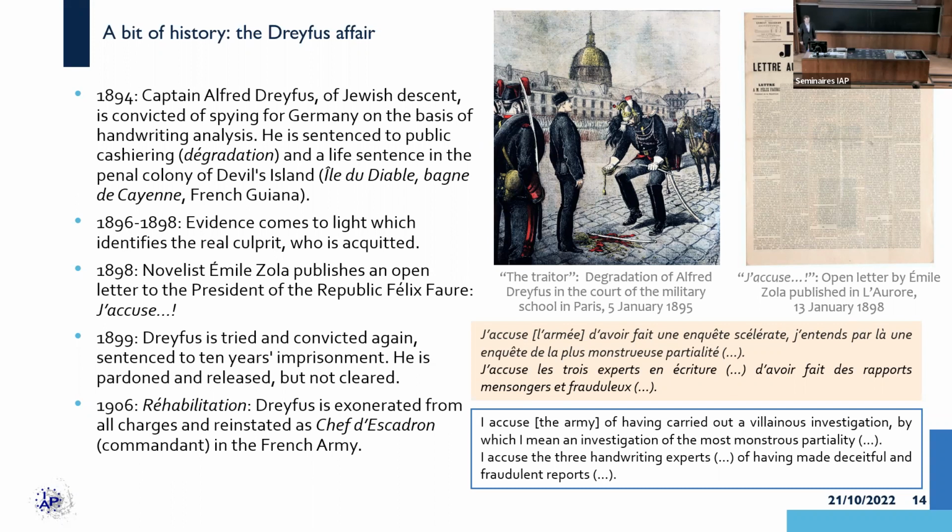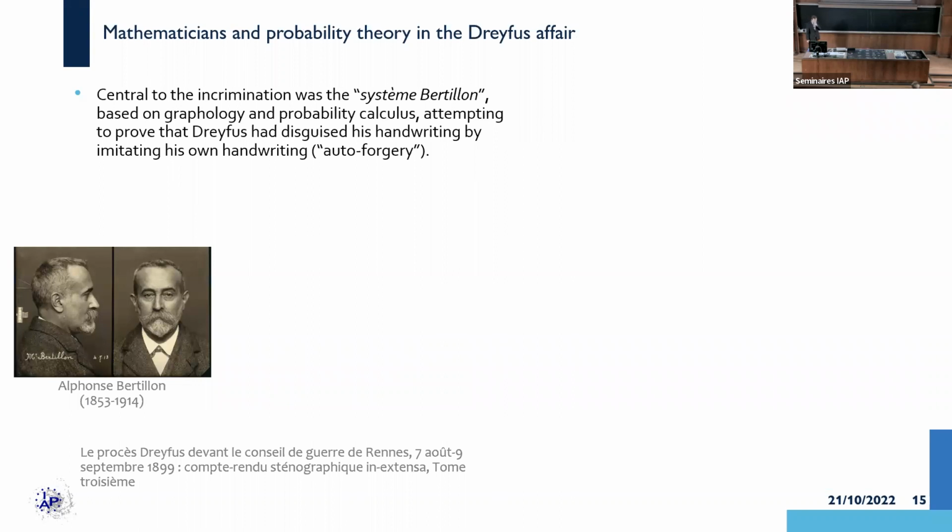Right, so, well, why is that related to probability theory? I first need to tell you that central to the incrimination was something called the système Bertillon. The name comes from Alphonse Bertillon, this man, who was a criminologist, and he actually invented the idea of taking pictures of criminals like this with the profile and face on. So Bertillon invented the système Bertillon, which is based on graphology and probability calculus, which attempted to prove that Dreyfus had disguised his handwriting by imitating his own handwriting, something he called auto-forgery. So the idea goes pretty far, as you can see.